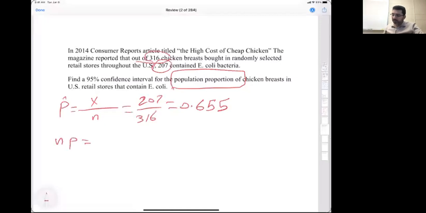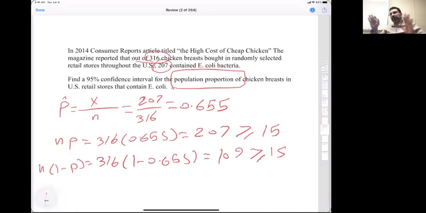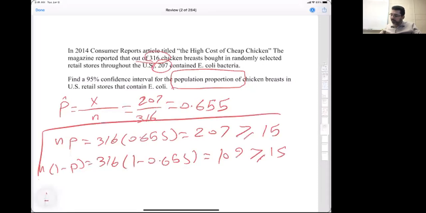Now we want to check the conditions. n times p hat: n is equal to 316 times p hat 0.655 gives you 207, which of course is greater than 15. What about n times 1 minus p hat? It's 316 times 1 minus 0.655, and you will find it's equal to 109. So it's greater than 15, so we can conclude that the distribution for the sample proportion is normally distributed according to the central limit theorem. So this is the check.